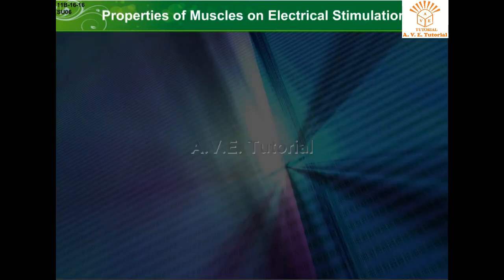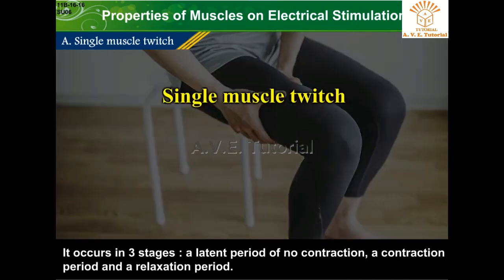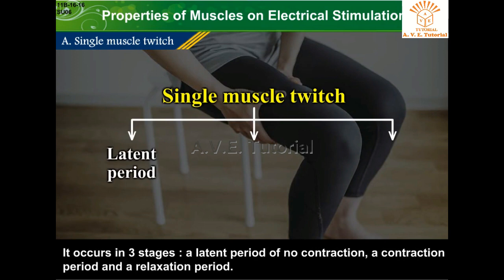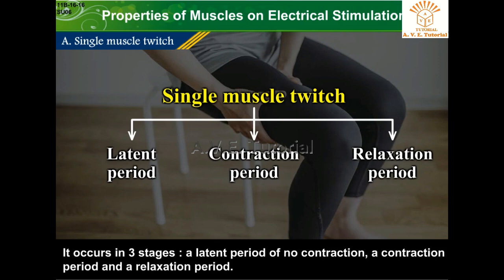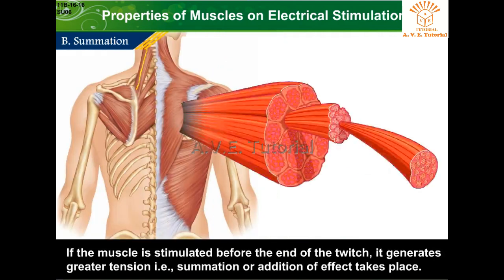Properties of muscles on electrical stimulation. A. Single muscle twitch. A muscle contraction initiated by a single brief stimulation is called a single muscle twitch. It occurs in 3 stages: a latent period of no contraction, a contraction period, and a relaxation period. B. Summation. If the muscle is stimulated before the end of the twitch, it generates greater tension, that is, summation or addition of effect takes place.